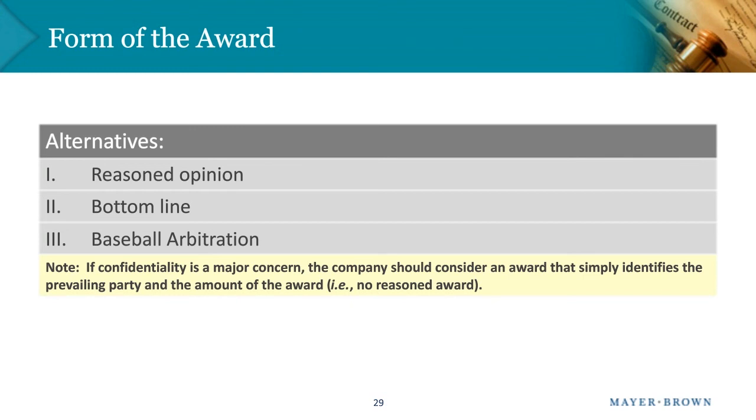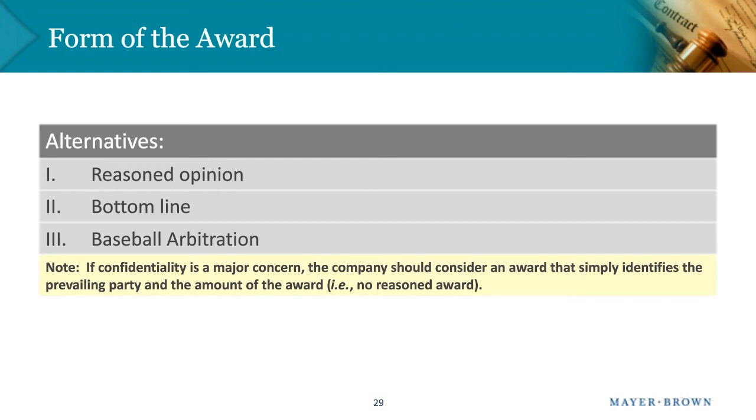Conversely, some parties prefer a bottom-line opinion where the panel just issues a one-liner to tell you what the result is. This is faster and is useful to parties that are especially concerned about confidentiality, as we mentioned before. That way, if you need to confirm the award in court, there's no risk of needing to file a reasoned opinion with the court that may become public and end up disclosing your confidential information.